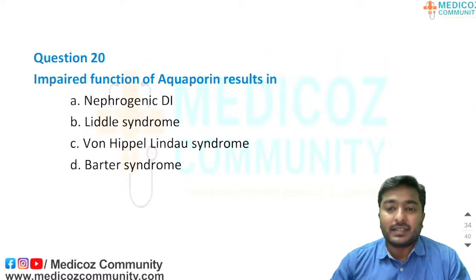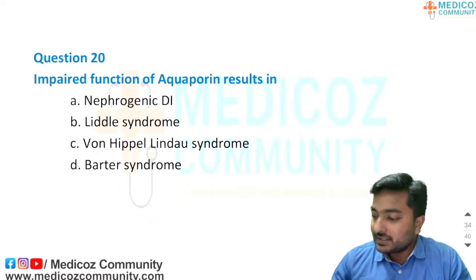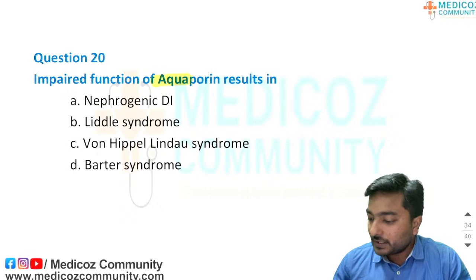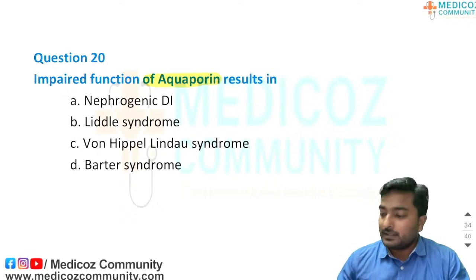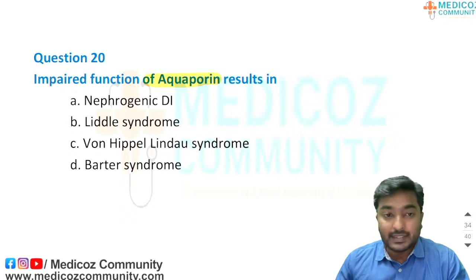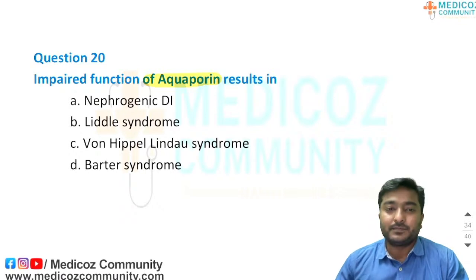This is a very easy, simple question. Impaired function of aquaporin results in: option A, nephrogenic diabetes insipidus; Liddle syndrome; von Hippel-Lindau syndrome; or Bartter syndrome. Very easy question.